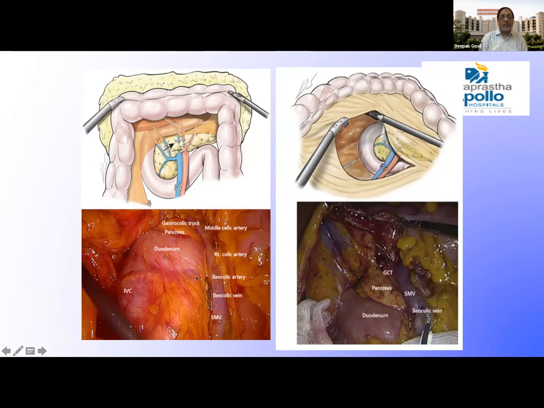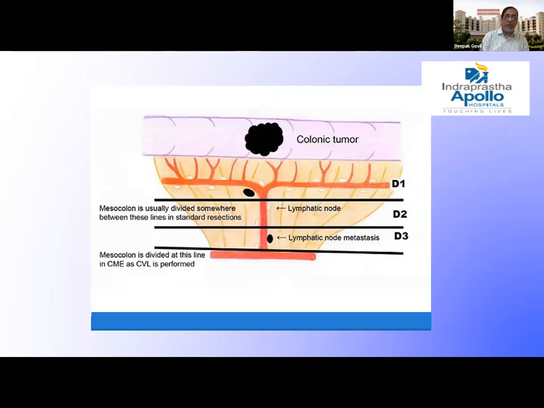showing these structures. Since you go in the basic embryological planes, the vascularity and the bleeding obviously is limited in these resections. But obviously they need a lot of expertise and practice for excision. This is similar to the Japanese D1, D2 or D3 resections. In fact, the D3 resections are the ones which are similar to the CME and CVL procedure, where you resect right at the root of the vessel.